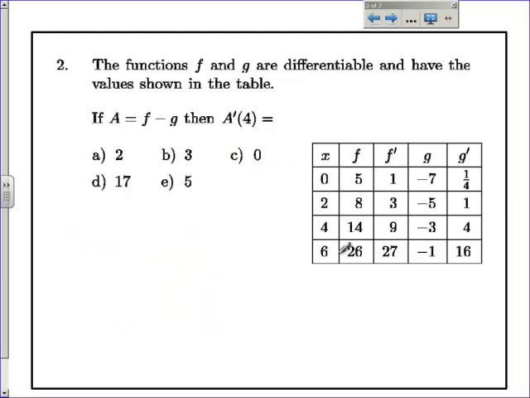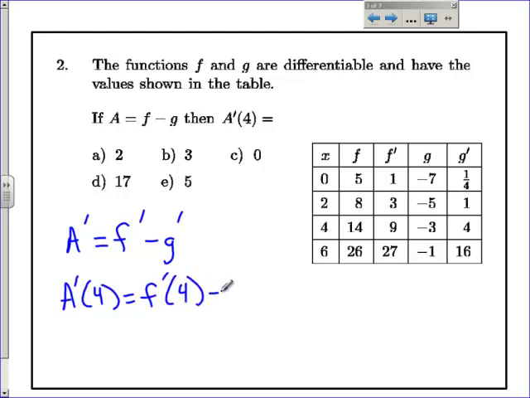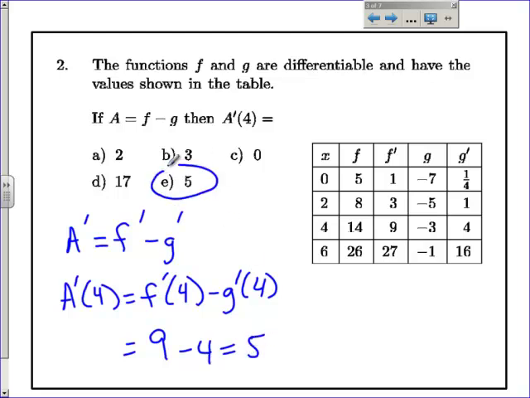Now let's do another one. What about f minus g? Well, it's just the same thing. It's just sum and difference rules. So a prime is going to equal f prime minus g prime. So a prime at 4 equals f prime at 4 minus g prime at 4. And so we'll go over here to the table. f prime at 4 is 9, and g prime at 4 is 4, and so my answer here is 5.